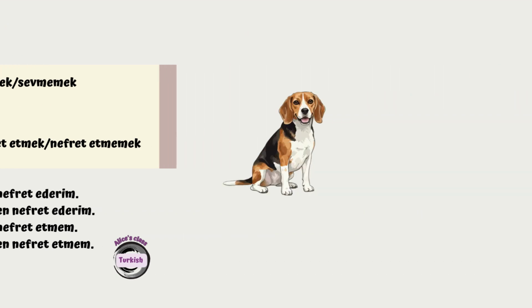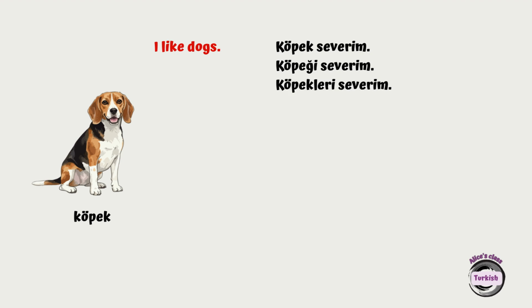Let's practice. So I have this picture and this is a dog, right? How do we say dog in Turkish? Köpek. So the very first thing we're gonna say, I like dogs. So how do we say that? Köpek is there. So I'm gonna use severim, right? So we can say köpek severim, singular form. Or köpeği severim, singular form, but e noun case is attached. K changes to yumuşak G. We soften it up. Remember, K changes to G. Or köpekleri severim, plural form, e noun case attached again.